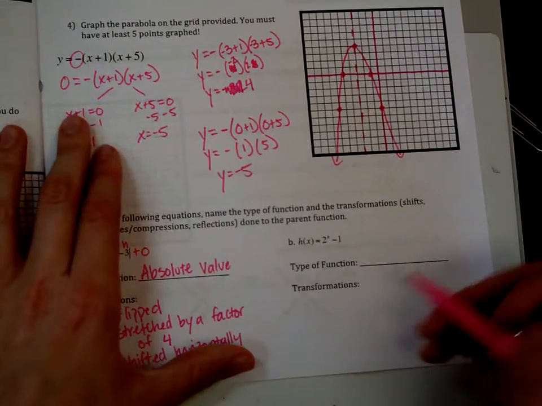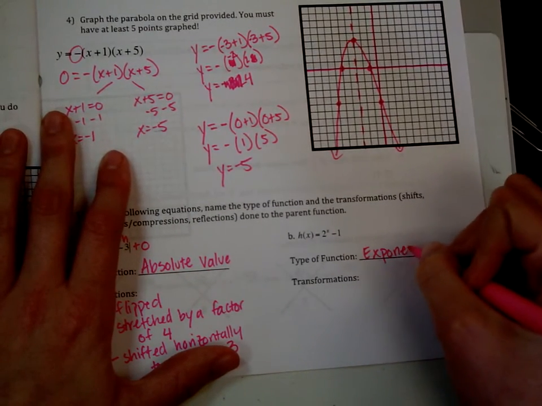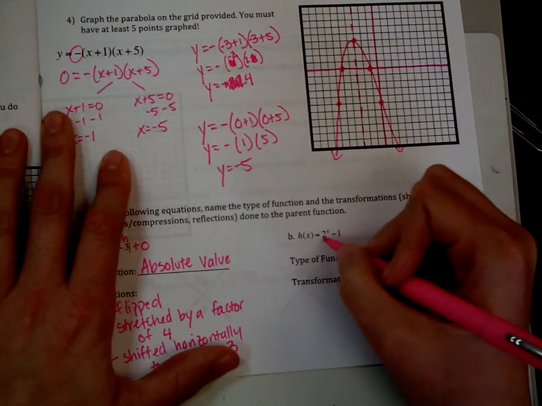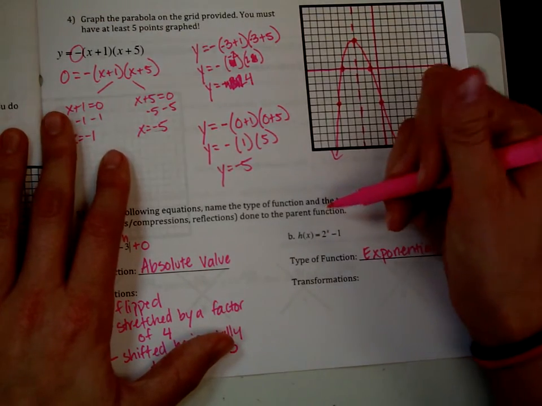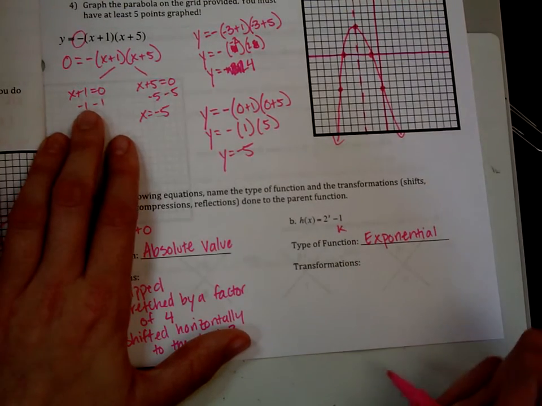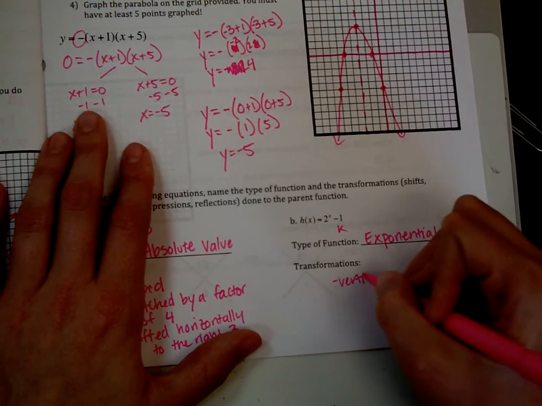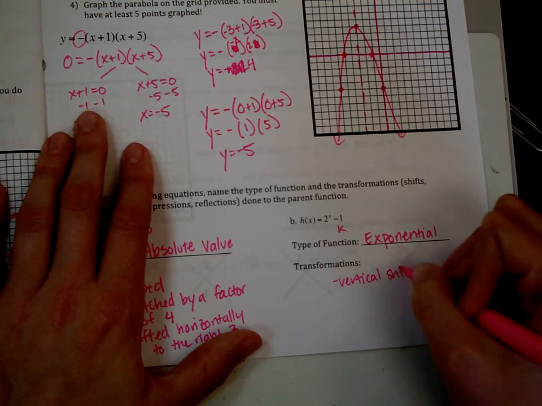This function right here is exponential. I know that because it has 2 to the x. It has x in the exponent. And I see the negative 1 right here. That's our k value. So the only transformation on this function is a vertical shift down 1.